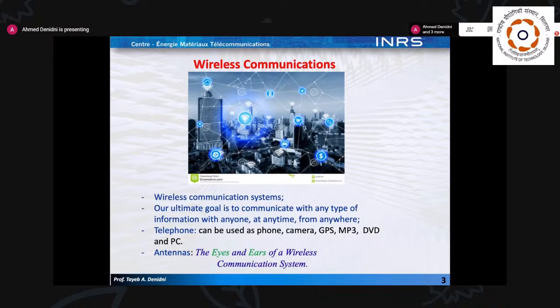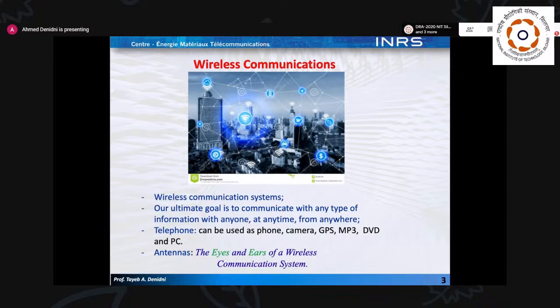But the key element for a wireless communication system is the antenna. Antenna is the eyes and the ears of any wireless communication system. And if you want your wireless communication system to work well, you should choose the right antenna for this system, because this is the first element in the design chain of any wireless communication system, especially for the next generation.